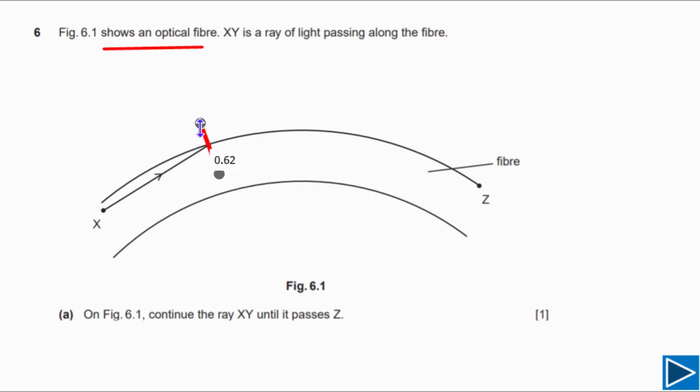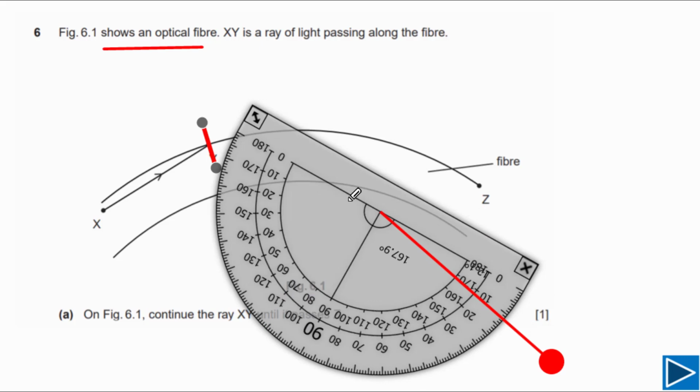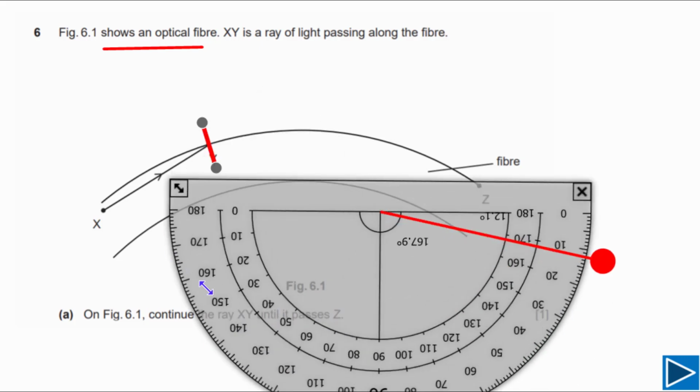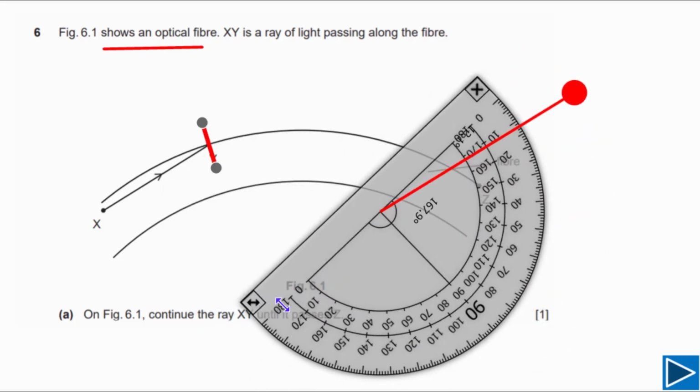So this is how we can draw the normal to this surface. This is our normal line. Now we need to use a protractor to measure the angle of incidence and then the angle of reflection.